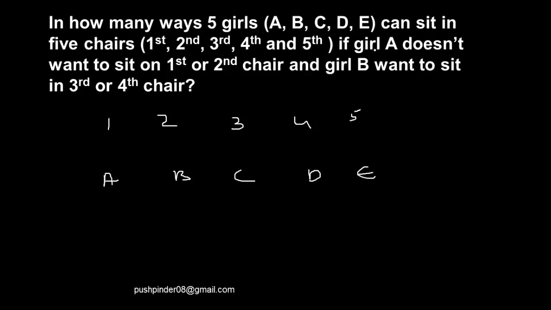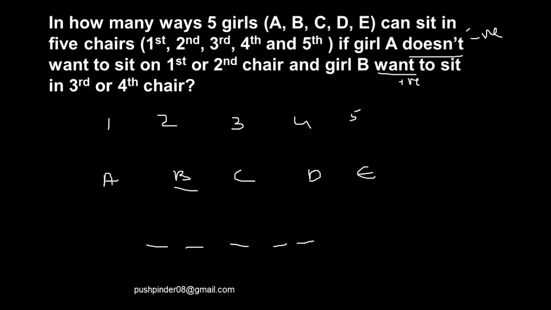Now let's see the condition. Girl A doesn't want to sit on the first or second chair, so it's a negative condition. Girl B wants to sit, that means it's a positive condition. So what do we do? We satisfy the positive condition first. Girl B wants to sit on the third or fourth chair, so let's satisfy girl B's condition first.